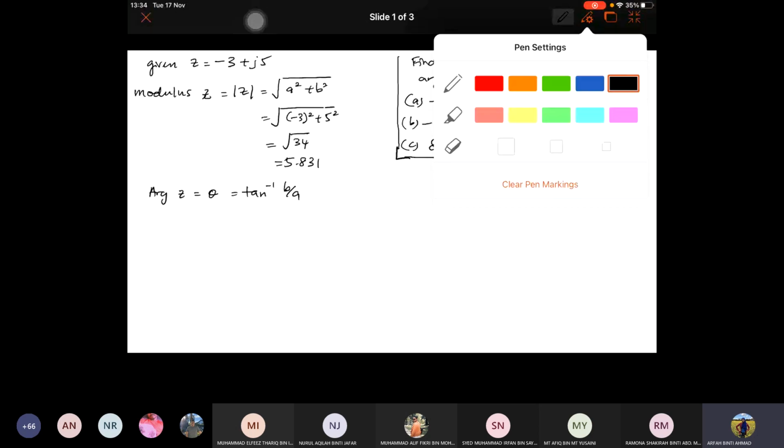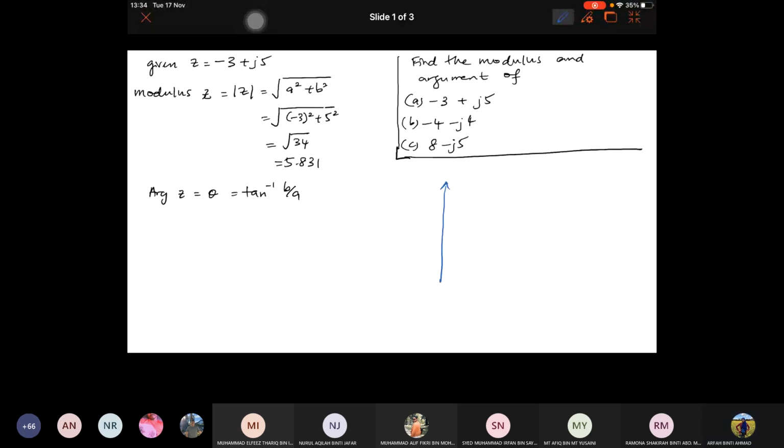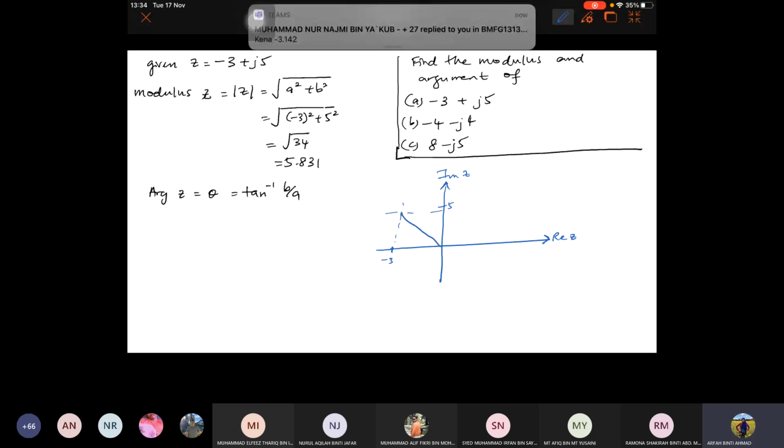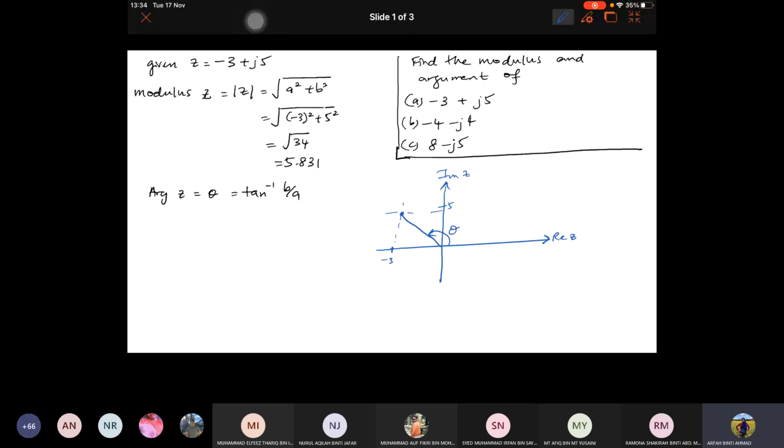Kenapa? Sebab awak tengok kalau kita lukis dia punya figure, dia punya Argand diagram, this is real of Z, this is imaginary of Z. So, negatif 3 katakan dekat sini dan 5 dekat sini. So, the intersection this one, ini adalah dia punya Argand diagram. So, kalau refer slide saya tadi, sudut dia akan mengambil this one. This is your theta. So, theta akan sama dengan pi tolak dengan inverse tangent bagi 5/3. Okay. So, daripada sini awak dapat pi tolak inverse tangent bagi 5/3.